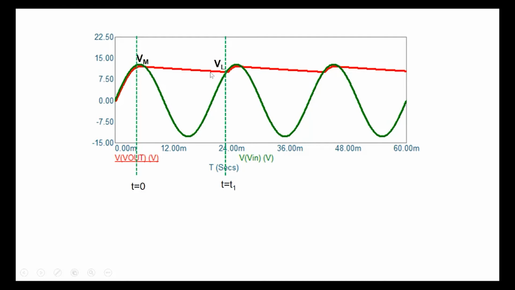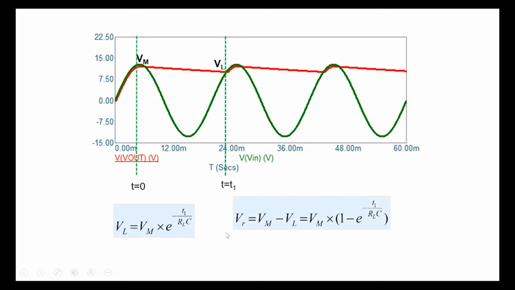So the capacitor keeps on discharging till a point where the capacitor voltage falls below the input voltage here. And then the diode turns on, and the diode will charge up the capacitor again to a value close to the peak of that particular voltage, minus of course the diode drop here. And so VL will be equal to Vm e to the power minus T1 by RLC. And now using the definition of ripple voltage Vm minus VL, we can write VR equal to Vm times 1 minus e to the power minus T1 by RLC.